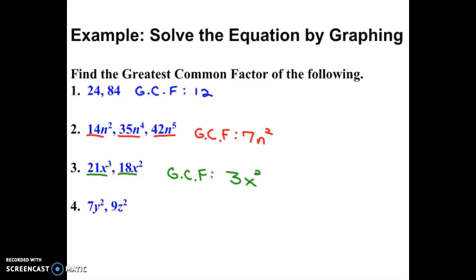The last one, 7y squared and 9z squared, sorry. The biggest number that 7 and 9 have in common is actually 1, because 7's a prime number, and 9's not divisible by 7. Do they share any y's? 9z squared doesn't have any y's, so they don't share any y's. 7y squared doesn't have any z's, so they don't share any z's. So your greatest common factor on this one is only 1.